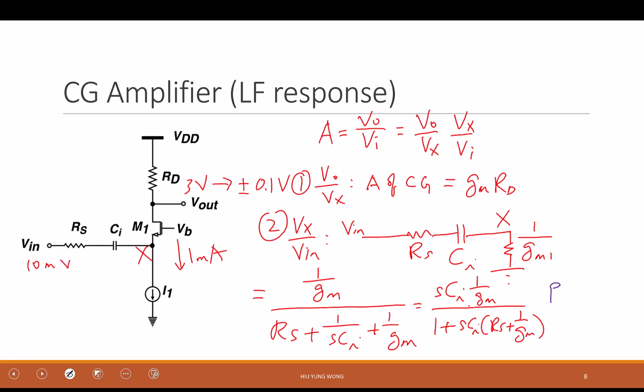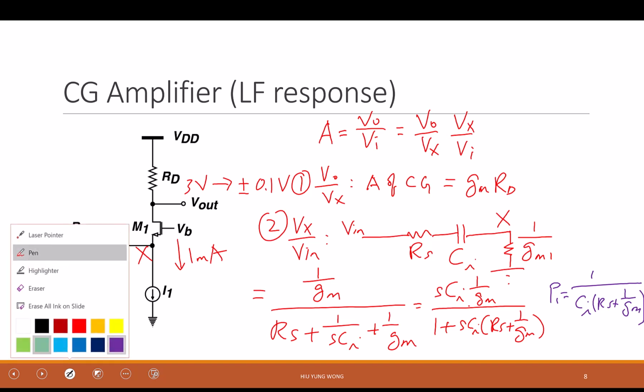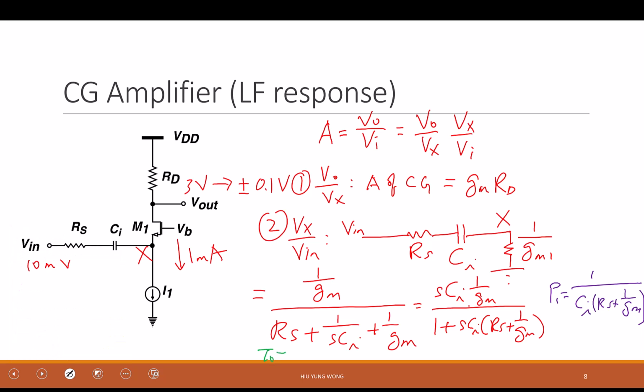So of course, the total gain is going to be GmRD times this one, right? But the first one doesn't have a pole, right? So the pole equals 1 over Ci times Rs plus 1 over Gm. That's what we get by doing this, right? Maybe I should also write down the total gain.